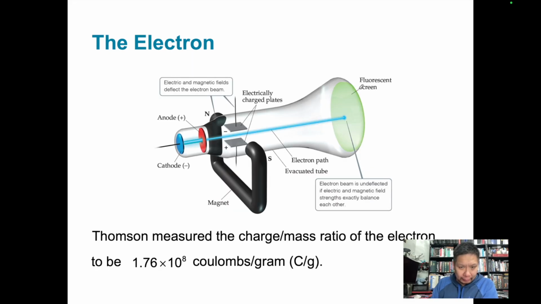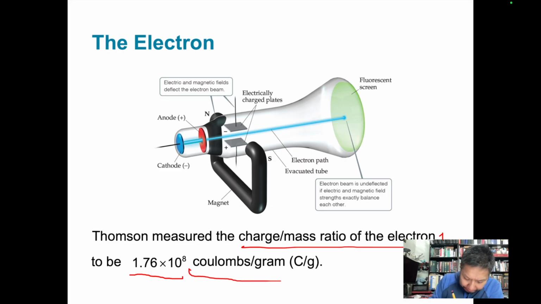So he did some more experiments, and he figured out that the charge to mass ratio of an electron is actually 1.76 times 10 to the eighth coulombs per gram. Coulombs per gram. That was the charge to mass ratio of an electron. But he didn't know what the charge of an electron was yet. We know today, and you probably knew already, even before coming to this lecture, that electrons are negatively charged. But at the time, J.J. Thomson did not know that.